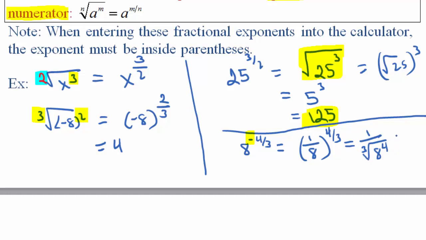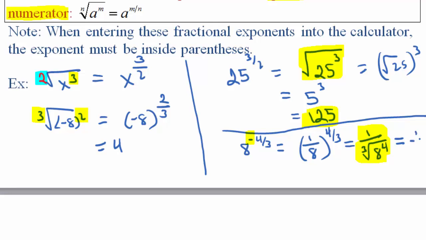Okay? And now that would be the expression written in radical form, and now you would evaluate it. So what is this equal to? Again, I wouldn't want to do 8 to the 4th because it's a huge number. I'd want to do the cube root of 8, which is 2.